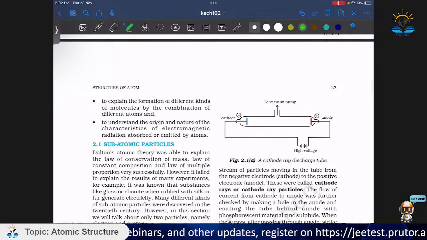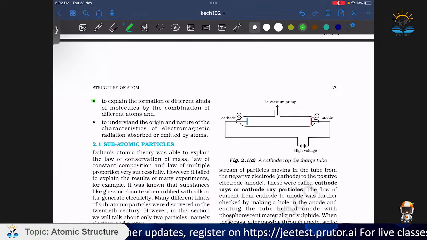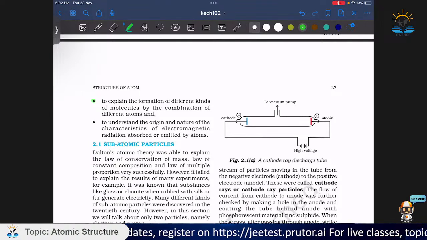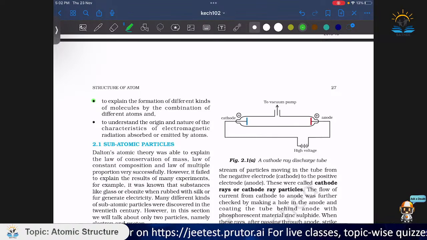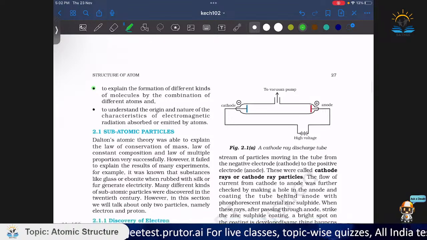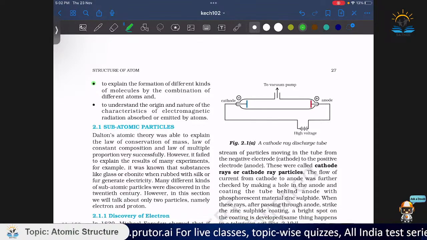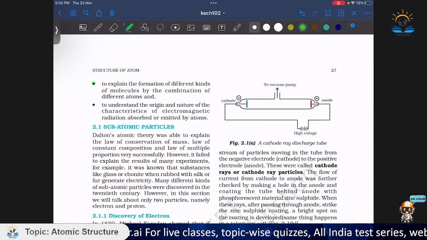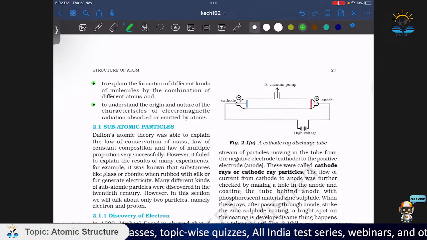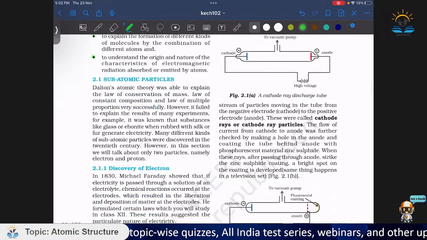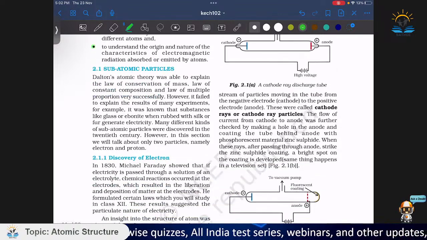Third was to explain the formation of compounds. That was also a problem, how the atoms are combining to form molecules and compounds using the structure of atom as a base. And the last problem was to understand the origin and nature of electromagnetic radiation absorbed and emitted by atoms. These are the four problems. By the end of the chapter, we'll be able to resolve all four of them. Firstly, we'll see how the subatomic particles were discovered.